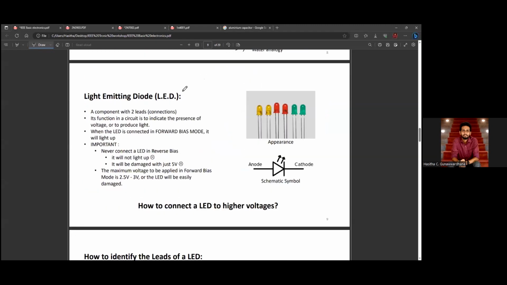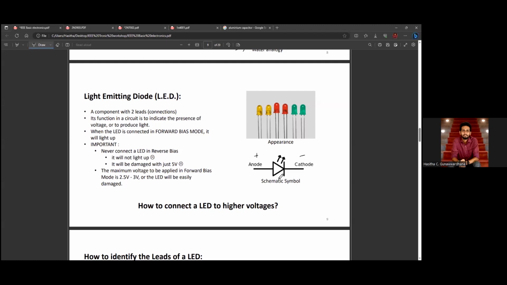I think you have already played with this component a lot. LED, you know what is an LED? I think so. This is also a diode, which means it also has two leads, anode and cathode. The anode should be connected to positive, and the cathode to negative.